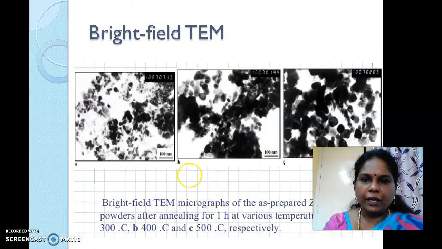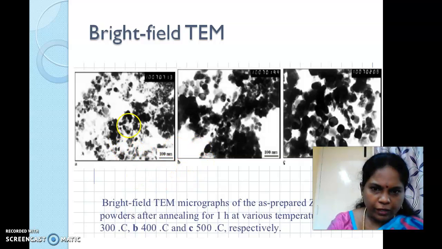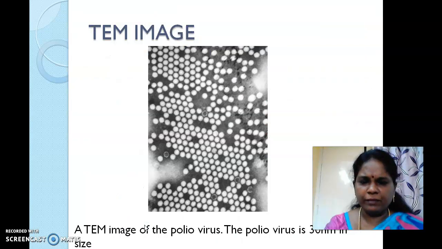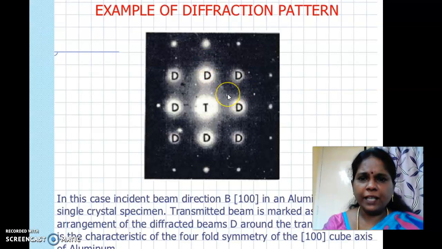This is the photograph of a bright field TEM image. Then dark field imaging: here we are blocking the transmitted beam and allowing the diffracted beam to pass through, by which you can have the atoms appearing as bright, whereas the background is dark. Then this is the diffraction pattern.